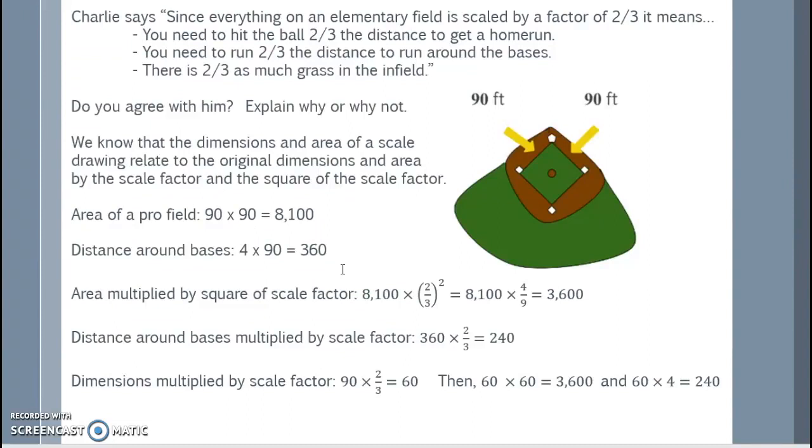The dimensions multiplied by a scale factor. So 90 times 2/3 is 60. So one length is 60. Then 60 times 60, since that is the scaled portion, is 3,600, and 60 times 4 is 240. So Charlie is correct.